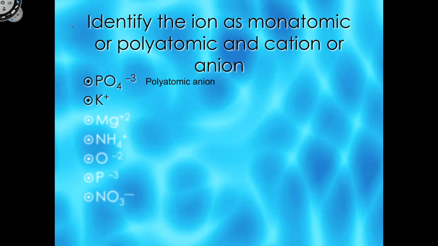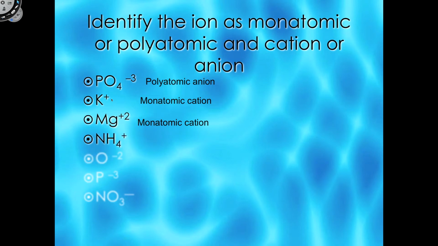Potassium has a +1 charge. You'll notice the 1 is missing. We usually don't write the 1s. You can if you want, but usually just write the plus sign, or negative, as we'll see later. It's composed of just one element, so that makes it monatomic, and it's positively charged, so that's a monatomic cation. Magnesium, one element only, so monatomic, positively charged, so that makes it a monatomic cation, just like the K+.